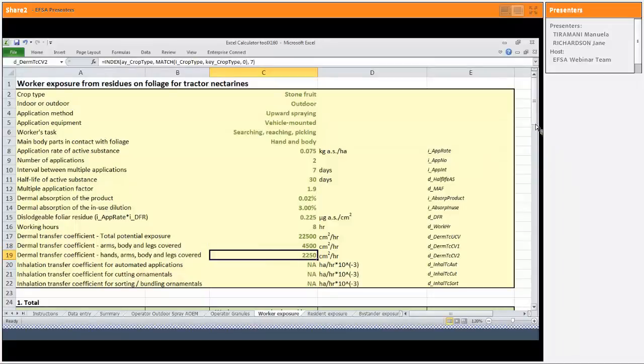Yeah, and maybe as we are here in the work, we can take the chance to go through a couple of questions on this, because I think it's appropriate to see them here now. So one, for instance: you see here that the working hours spent for searching, reaching, picking in stone fruit is 8 hours. A question we received is related to what is an appropriate duration.